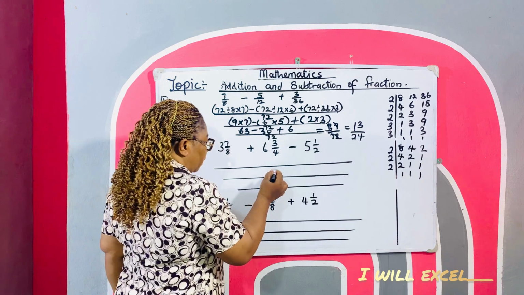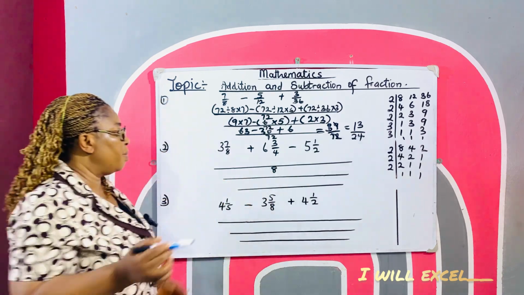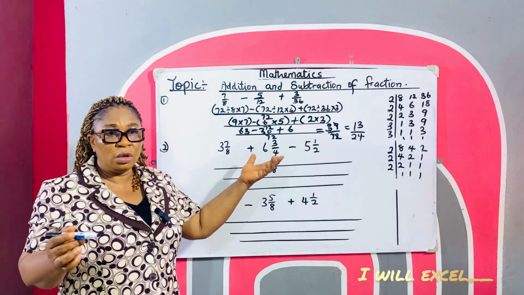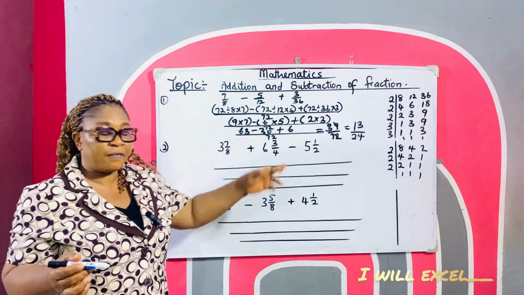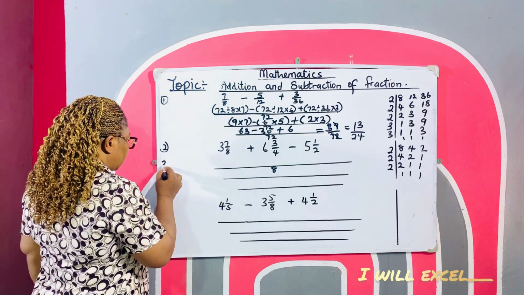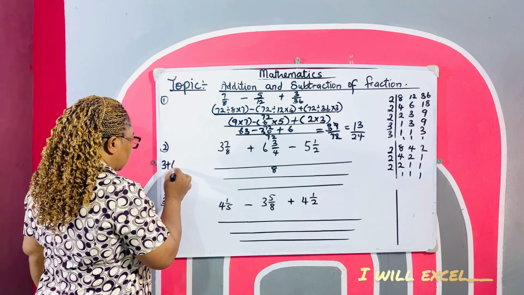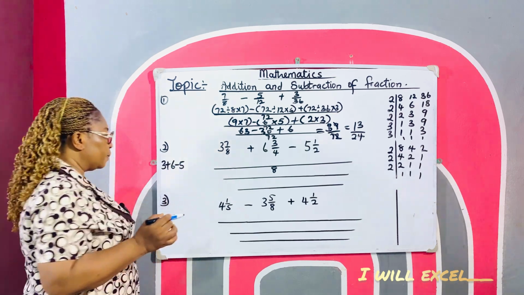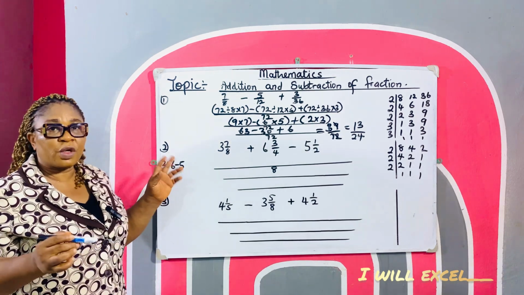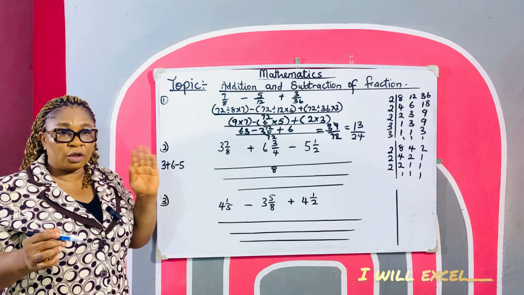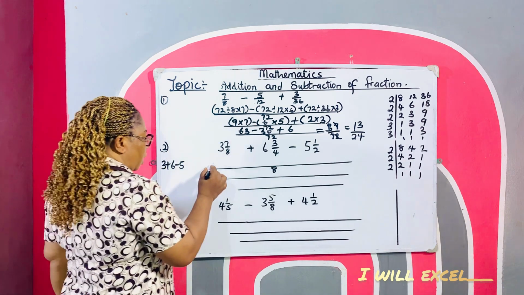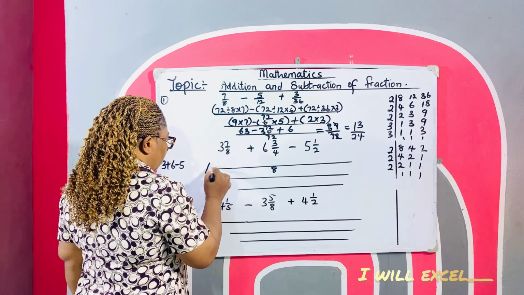Remember, this one is having a whole number. So 3 plus 6 minus 5. Okay. 3 plus 6 will give us 9. 9 minus 5 will give us 4. Okay, we have 4 whole number.